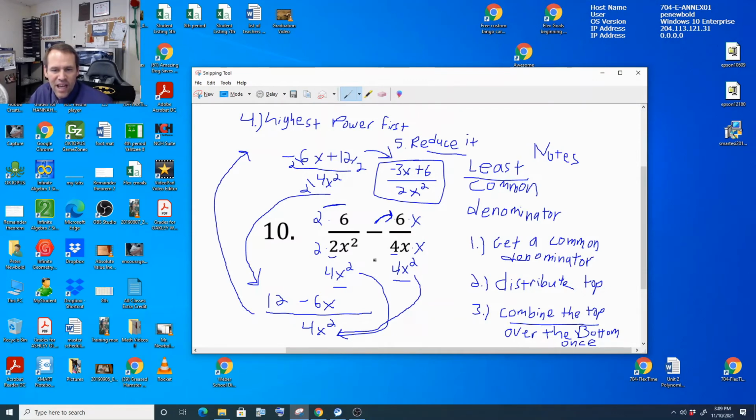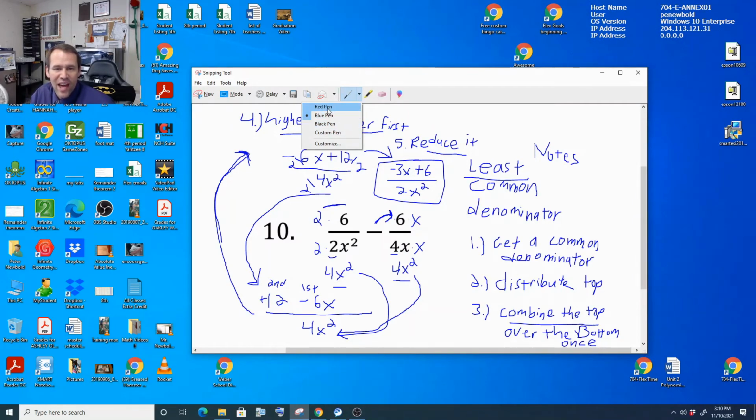Times the 6 and the x is a negative 6x all over 4x squared, because we combined the top over the bottom once. Then it turns out there's another step. That's step number 4, and step number 4 is doing the highest power first. So that would be negative 6x in front. This goes in the first place, and this gets switched around to second place, which technically is a positive 12. So we have negative 6x plus 12 divided by 4x squared.